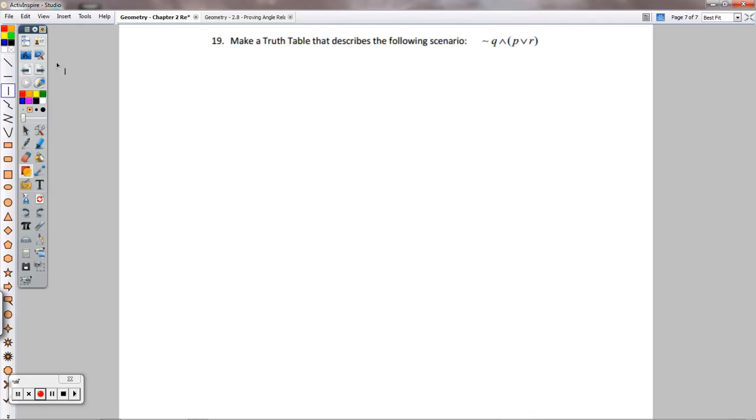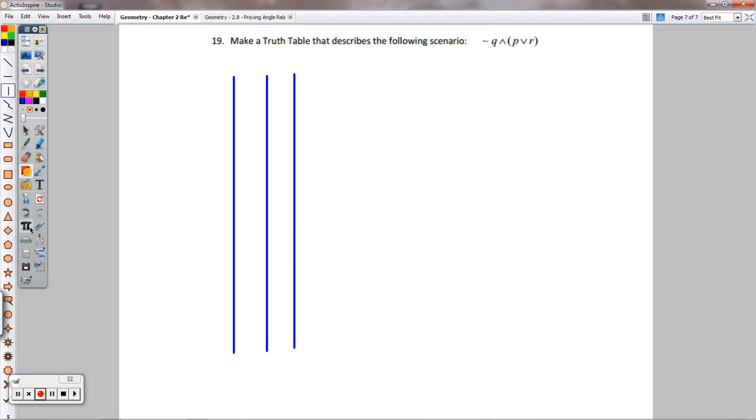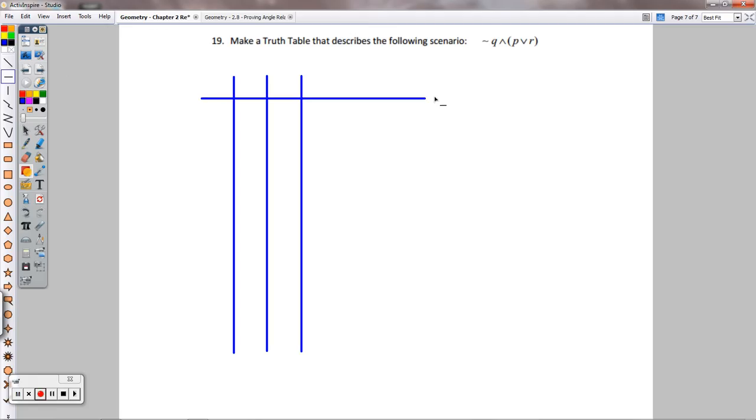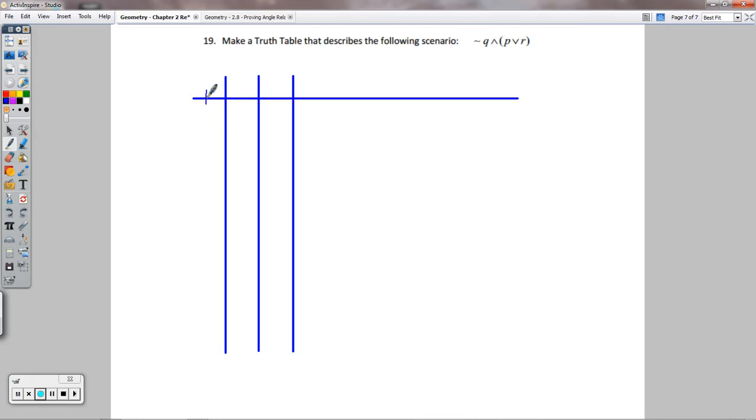So let's make some columns first of all. I see P, Q, and R. I'm going to make three smaller columns to start. And I'll try to make those relatively the same size. There we go. And then I have not Q. So I'm going to say that this is my first column here. This is going to be P. This one will be Q. This one will be R. I'm going to need to find what not Q is. So I'll put not Q there.